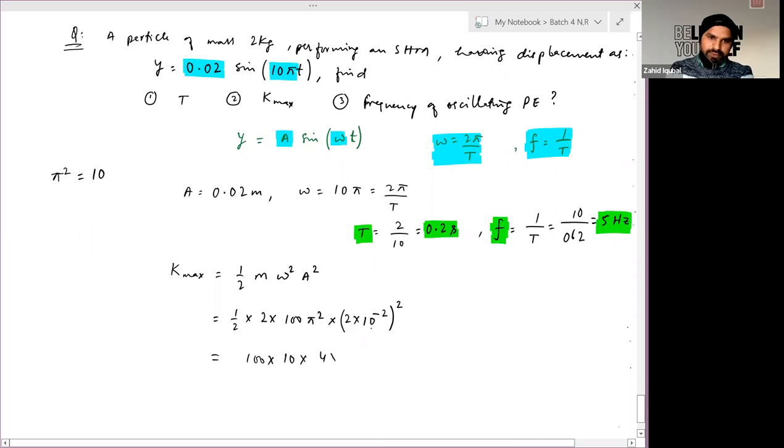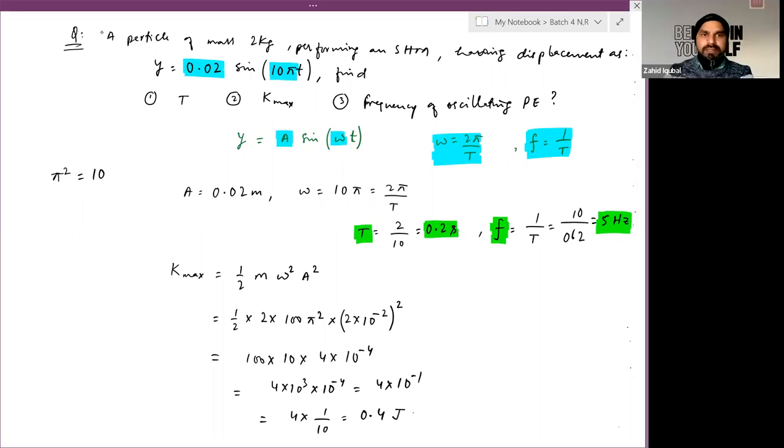Square of 2, 4. And square of 10 to the power minus 2 will be 10 to the power minus 4. So it will be 4 into 10 to the power plus 3 into 10 to the power minus 4, that is 4 into 10 raised to the power minus 1. So it will be further 4 into 1 by 10, that is 0.4 joule. Mazia, is it clear? Yes.